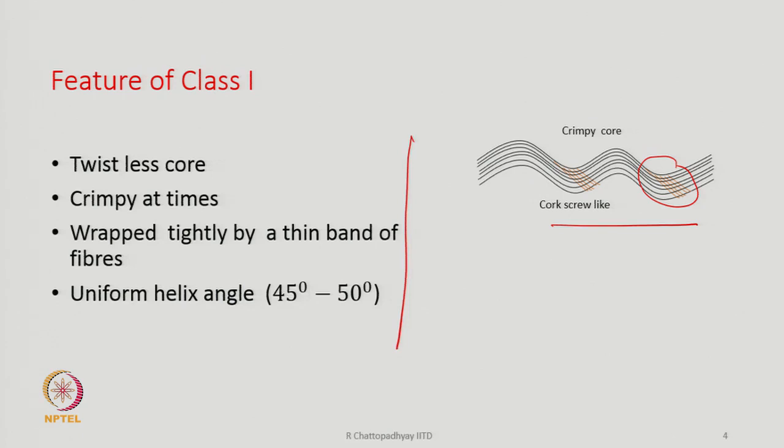The class 1 structure will look like this: a twistless core, crimpy at times, wrapped by fibers which wrap tightly, and the helix angle is fairly uniform, typically varying between 45 to 50 degrees. That is the class 1 structure.